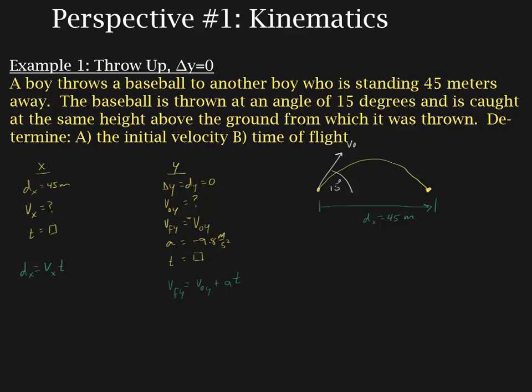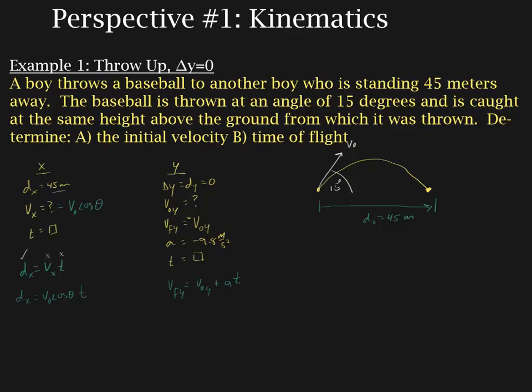So let's go through our checklist of variables and see, do we know dx? Well, we sure do. It's 45 meters, so let's put a check there. Vx, we don't know that. Time, we don't know that. So, we need to redefine things. What we do know is that Vx is going to be equal to V initial cosine of theta. So we'll redefine that as V initial cosine of theta times t.